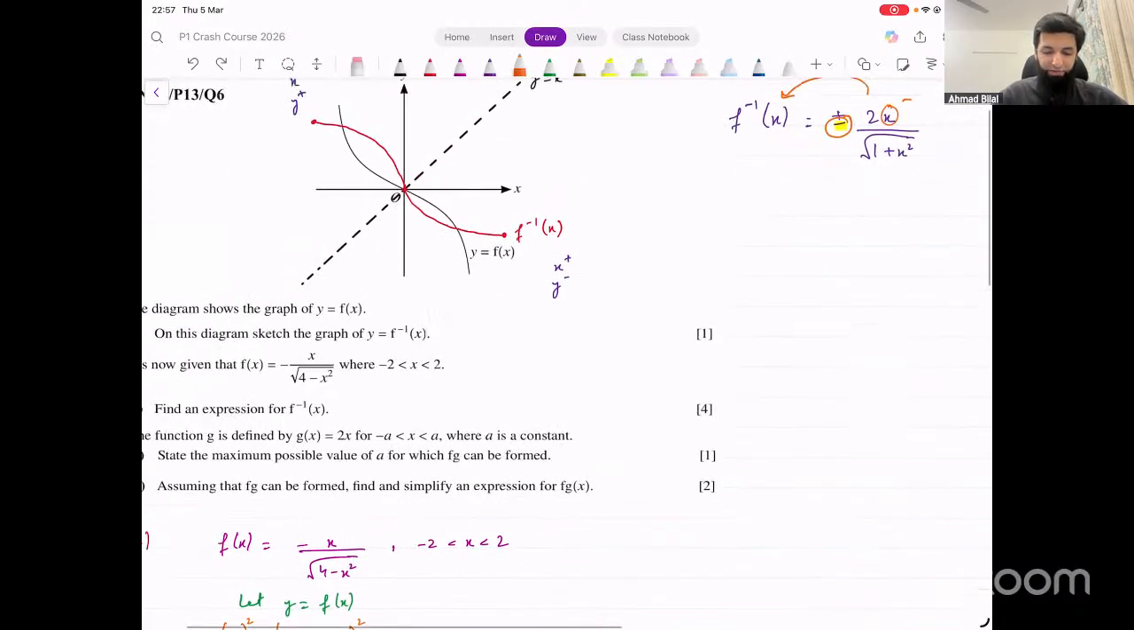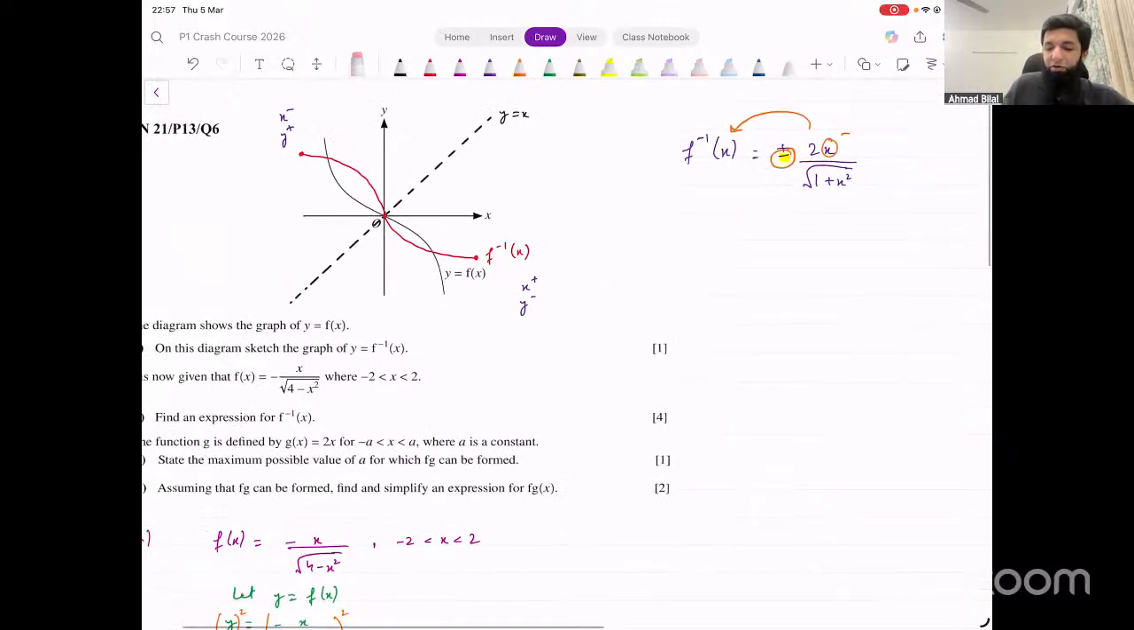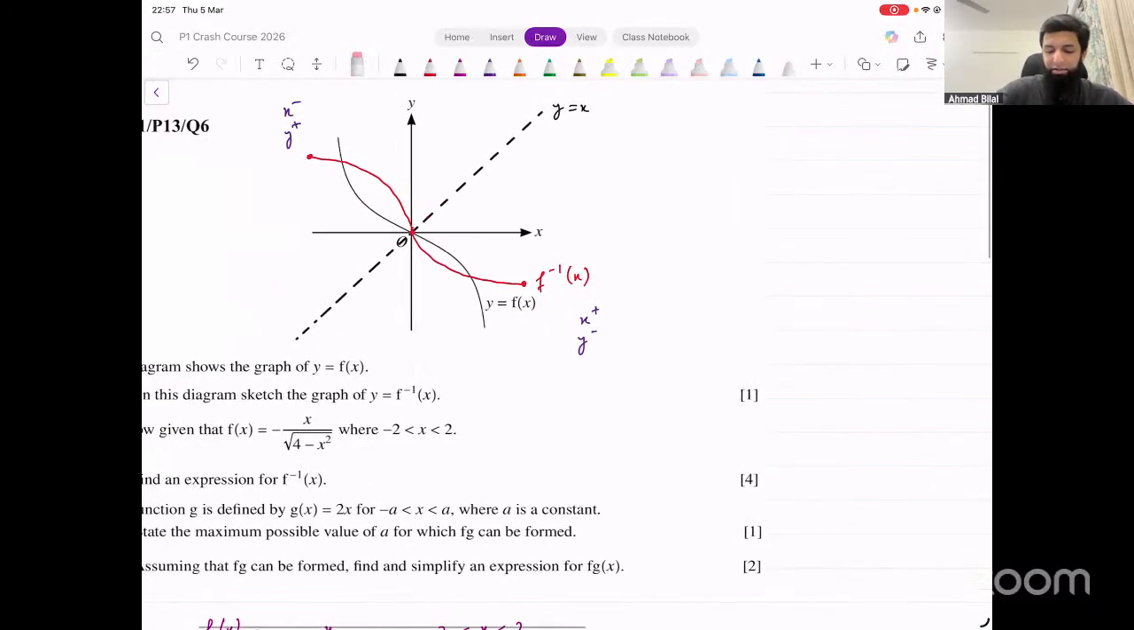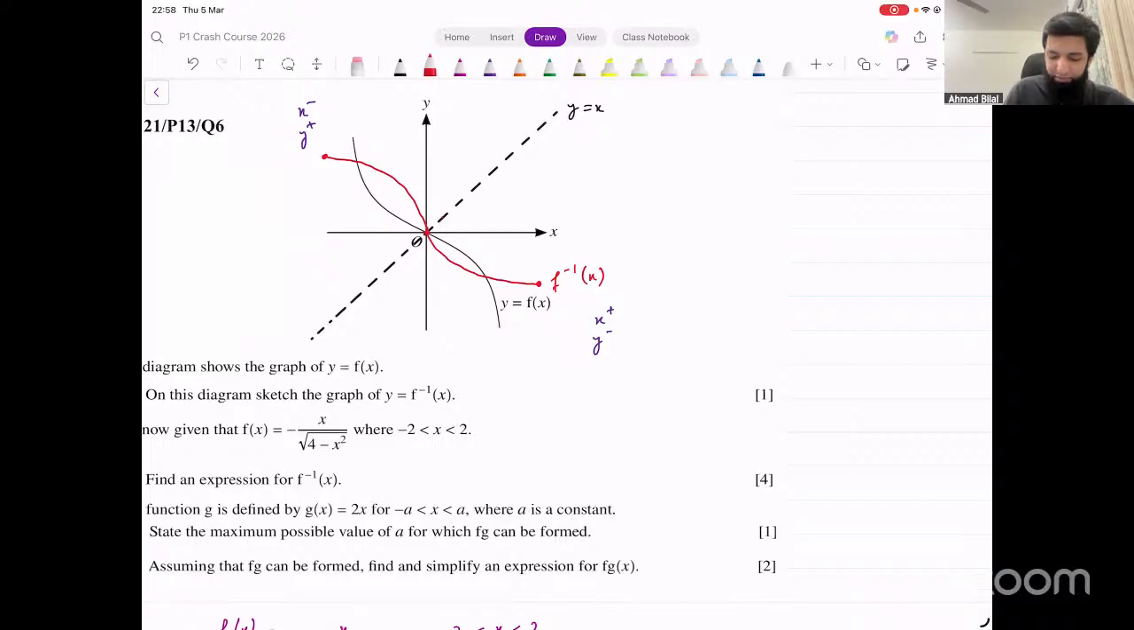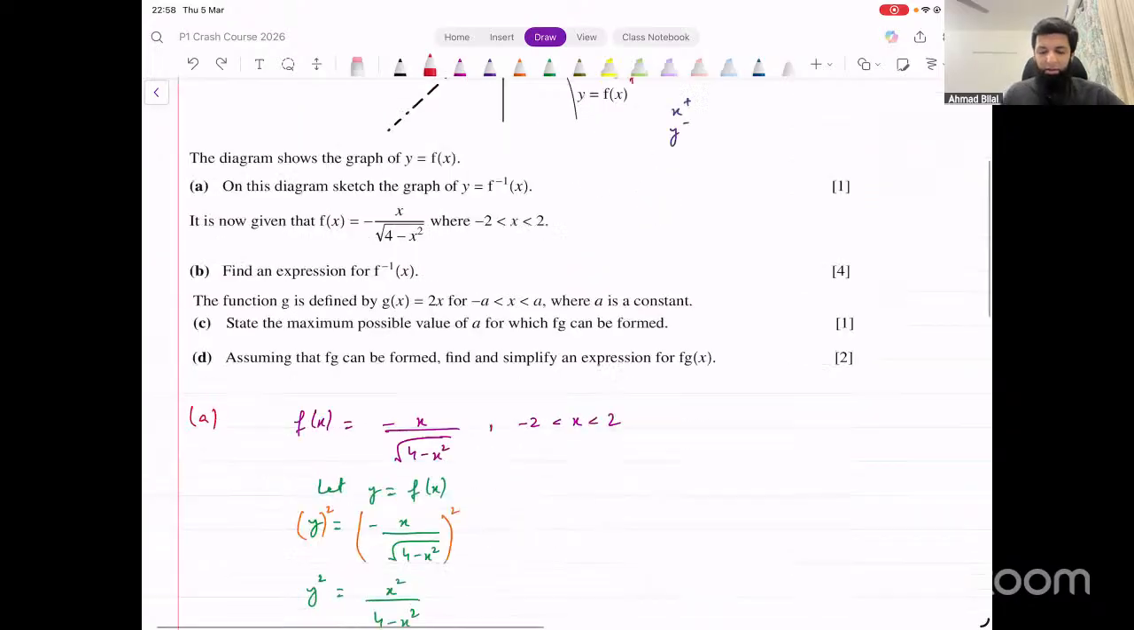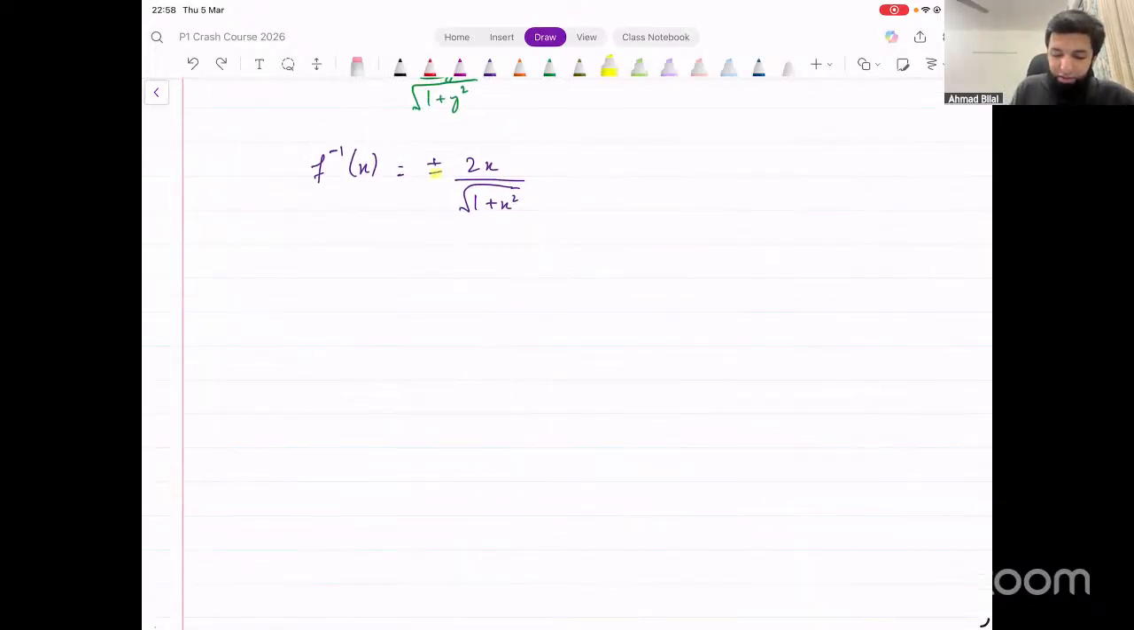In the original function as well, we have a negative sign there. That graph is also in the second and fourth quadrants, right? If you were to draw the complete graph with plus minus, which you're not required to know, it would look something like this. It will be like this and this. This complete f inverse graph is clearly not one-to-one, right? So we can't use plus minus. So we use minus here for that reason, looking at the graph. The final inverse function, therefore, is going to be minus 2x divided by square root of 1 plus x squared.